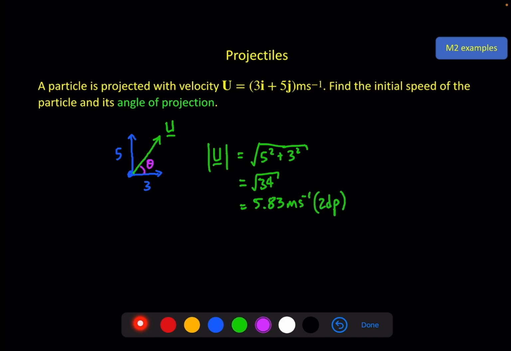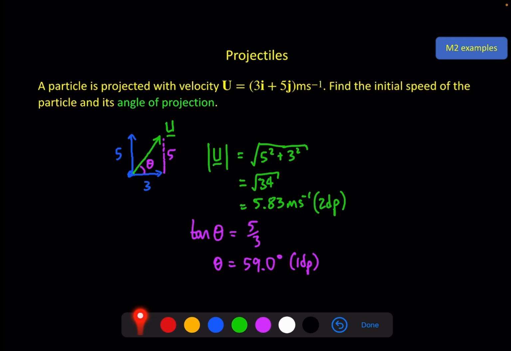The angle of projection, you also know how to do this. Of course, this is, pretending the 5 is over here for a second, a little right angle triangle here. We've got the opposite over the adjacent. So tan of theta is equal to 5 over 3. So theta must equal 59.0 degrees to 1 decimal place. From your work in M1, you should remember that it's very, very unusual to write angles in radians in mechanics. Stick with degrees unless told otherwise.